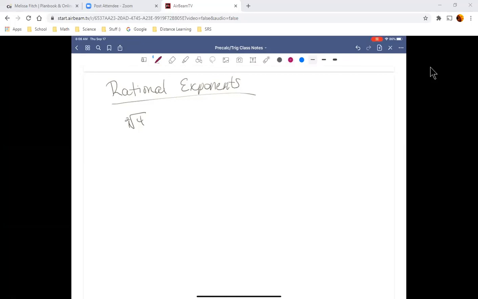So if you have some number a, and we say it's raised to the m over n, that's the same thing as having that radical sign. Your a is going to be the radicand. Whatever your m is, it's the exponent on your a, and you're taking the nth root.